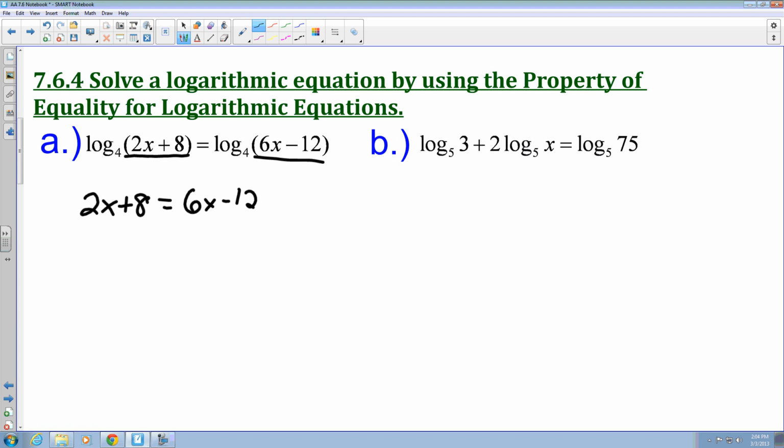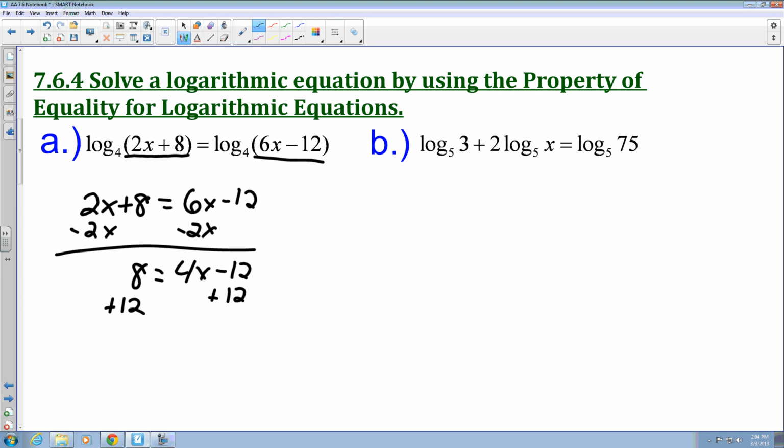And by doing that, I subtract 2x to both sides. And then that gives me what? 8 equals 4x minus 12. I'm going to add 12 to both sides. It gives me 20 equals 4x. Divide that by 4. My x here will equal 5.